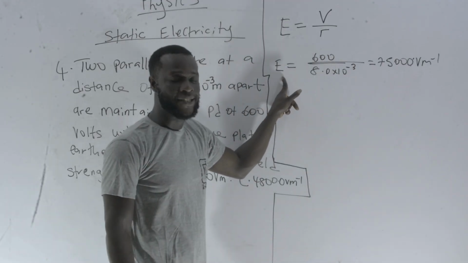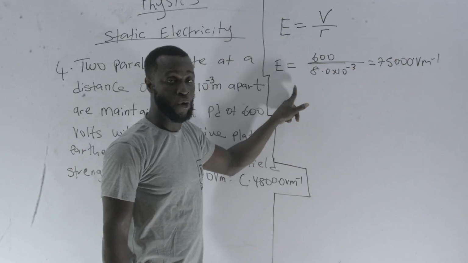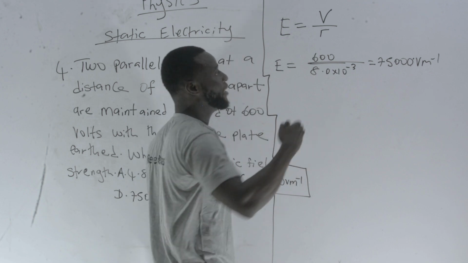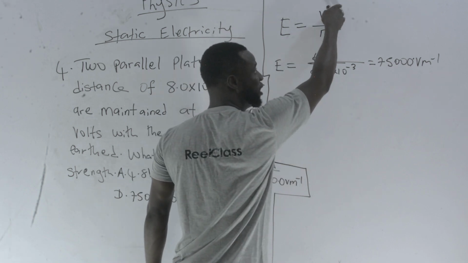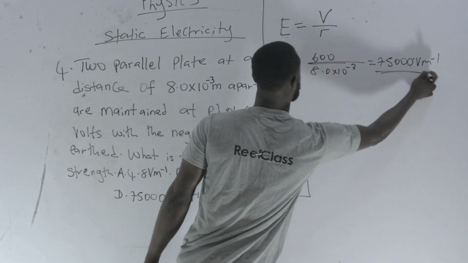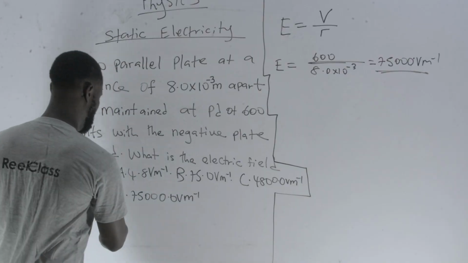Know that I can use newton per coulomb or volt per meter for electric field intensity. But since this one relates electric potential and distance, it's volts per meter, and that is our unit. And that would be option D.